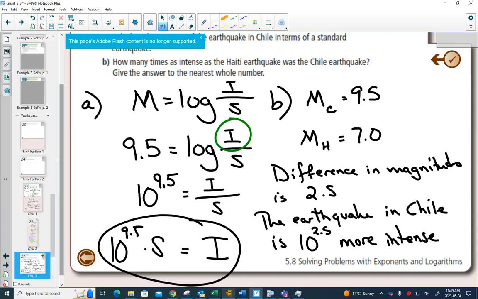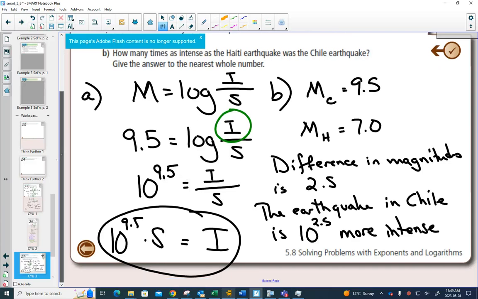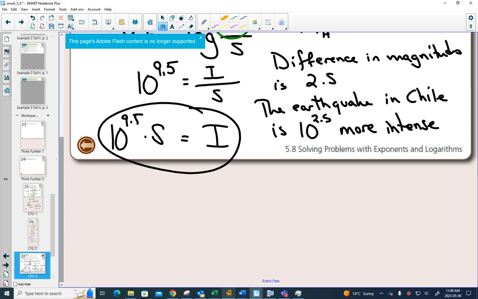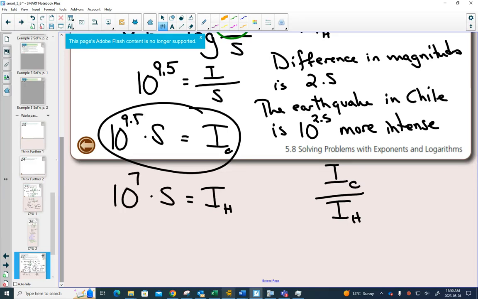If you wanted to solve it with logarithms, this is what it would look like. It says it wants you to compare the intensities. So you would have to figure out the intensity of Chile and divide it by the intensity of Haiti. That's what comparing things means. We already figured out, I'm going to put a little C here, that the intensity of Chile was 10 to the 9.5 times S. You could do the same math, and you would get the intensity of Haiti was 10 to the 7 times S.